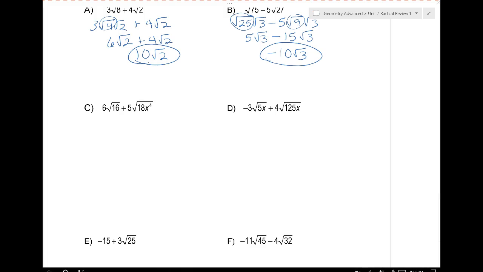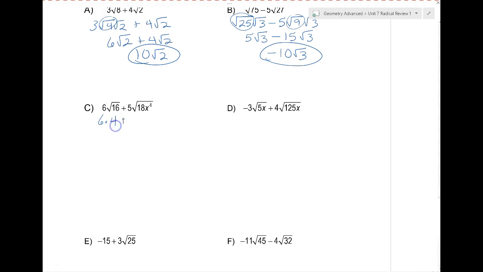All right, for the next one, I get 6 times the square root of 16. Well, guys, what's the square root of 16? 4, that's right. We have here the square root of 18x to the 4th. Well, 9 and x to the 4th can come out, but what gets left? 2. So 6 times 4, I get 24. I get 5 times 3, because the square root of 9 is 3. The square root of x to the 4th is x squared. So we have our root 2.